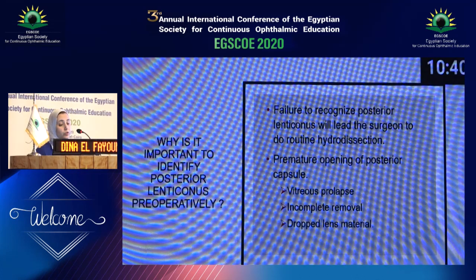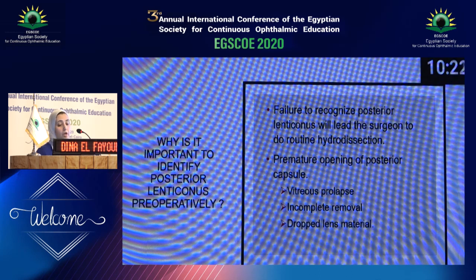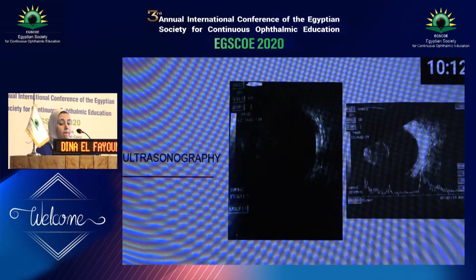So, why is it important to identify posterior lenticonus preoperatively? Because if we don't do this, failure to recognize such an anomaly in the posterior capsule will lead the surgeon to proceed with the usual, routine hydrodissection, which results in premature opening of the posterior capsule with a vitreous prolapse, incomplete removal of the lenticular matter, or even dropped lens material.